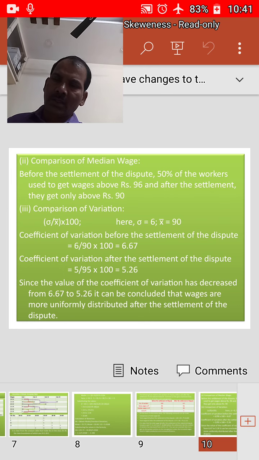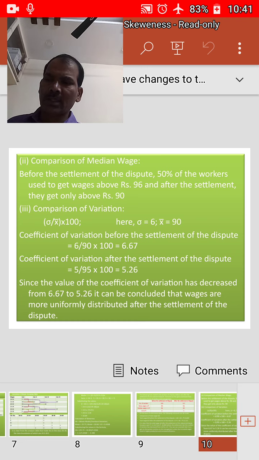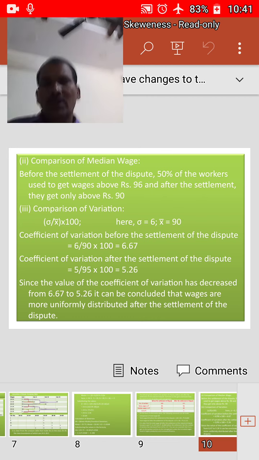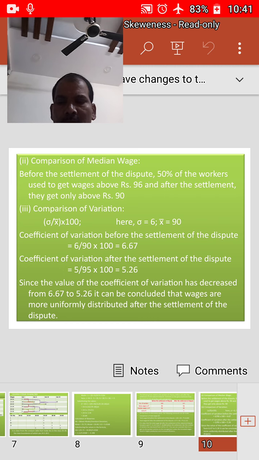Comparison of variation, that is sigma by x bar into 100. Coefficient of variation we are calculating, where sigma is the standard deviation, which is equal to 6, and x bar is 90. Coefficient of variation before settlement of the dispute is 6 by 90 into 100, that is 6.67. Coefficient of variation after the settlement of the dispute is 5 by 95 into 100, that is 5.26.